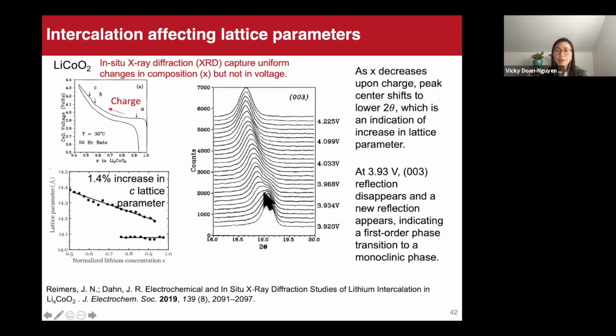At 3.93 volts here, if you look at the 003 reflection of lithium cobalt oxide, you see that there's indeed a new reflection that forms. So not only is it shifting to lower 2 theta, there's a new peak that emerges here. And so this new reflection is indicative of a first order phase transformation. And in fact, it's a transformation to a monoclinic phase from a trigonal phase.